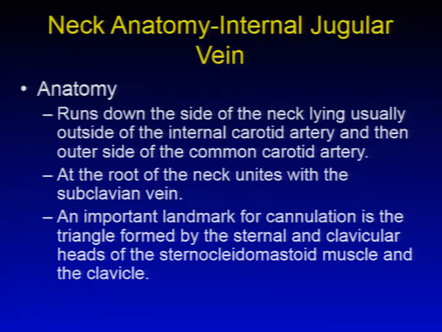Next, we will be discussing the anatomy of the internal jugular vein. The internal jugular vein runs down the side of the neck, usually lying outside or just lateral to the internal carotid artery, and then the outer side of the common carotid artery. At the root of the neck, the internal jugular vein unites with the subclavian vein. An important set of landmarks for the cannulation of the internal jugular vein is the triangle formed by the sternal and clavicular heads of the sternocleidomastoid muscle and the clavicle.